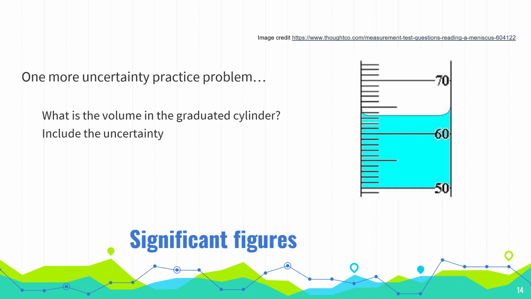And let's do one final check with uncertainty. Here's another graduated cylinder. What is the volume in the graduated cylinder? Include that uncertainty. We've got a 60, we've got a 70. There are 9 lines in between, which means that every increment is 1 milliliter. We're going to divide that in half. Our uncertainty is going to be half, 0.5 of a milliliter. I've got 60, 61, 62, 63. Let's go with 63.5 plus or minus 0.5 of a milliliter.